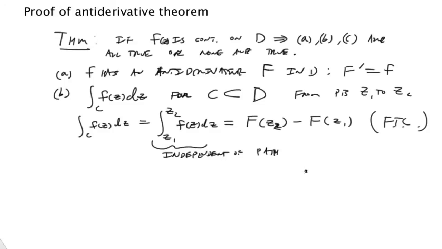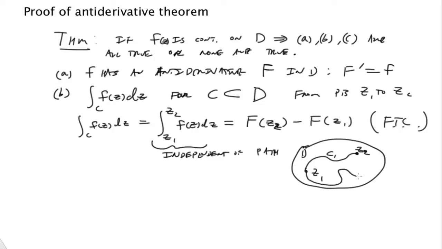So if I have a point z1, all inside of D, our domain, and we have some contour c1 all the way to z2, I could also go some other way. I can go this way on contour 2. So I can go on this route or the other route, and either way will lead to the same value of the integral, which is just the difference of the antiderivative evaluated at two points.